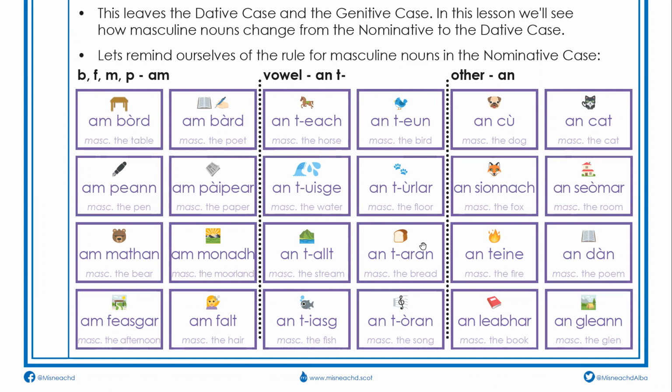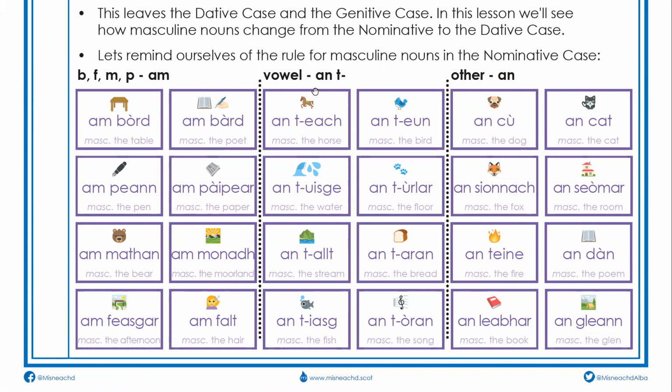Aran, bread, and haran. Iasc, fish and iasc, fish, the fish. Oren, song and Oren, the song. And then for all other words, it's just an, and there's no lenition or anything with these masculine nouns.